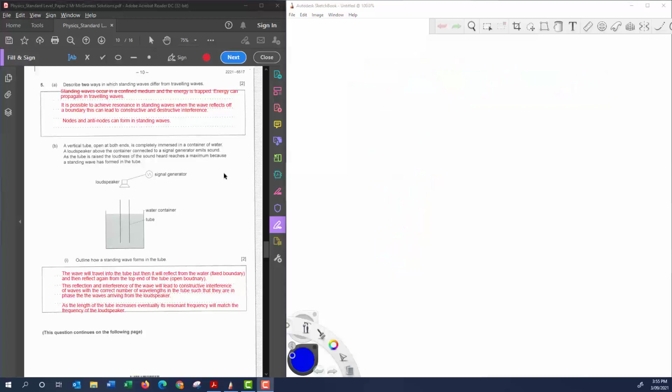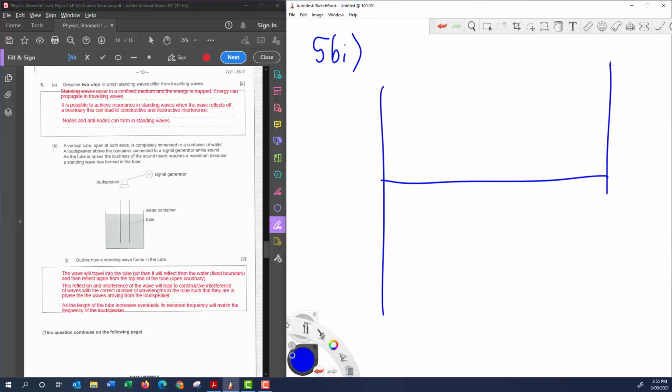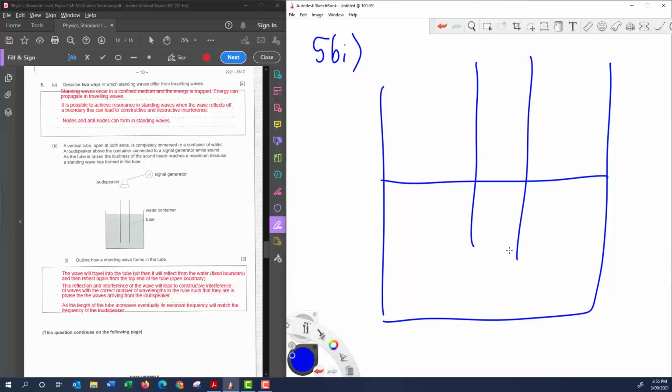Then in part B, part I, so this is 5BI, they're asking how a standing wave forms in this tube. So we've got some water inside a big container, and then we've got a tube that we're putting into that container. The way that I would say it is that you've got sound waves which are travelling into the tube from the speaker up here. But then when they get to the water, this is essentially a closed boundary. So they're going to reflect. So they reflect this way. But then when they get to the top here, they reflect off the open boundary.